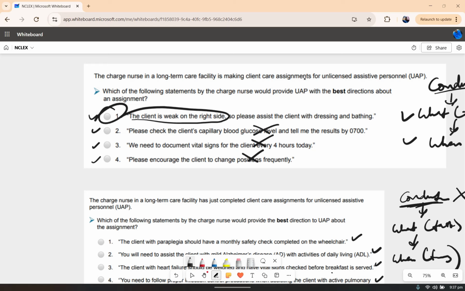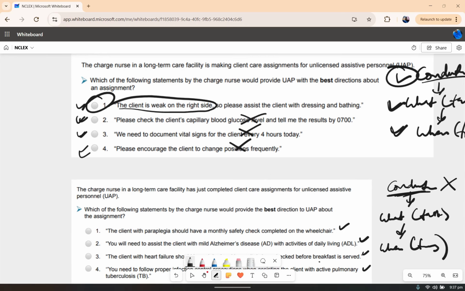Right. Because your question can either have the condition, the what, and the when. So if NCLEX gives you the question, either NCLEX is trying to make you look for the answer based on all others not having the condition, or NCLEX is trying to make you look for the correct answer because it has the condition and has the what and the when. Now, when your question has the condition, it comes with the what and the when.